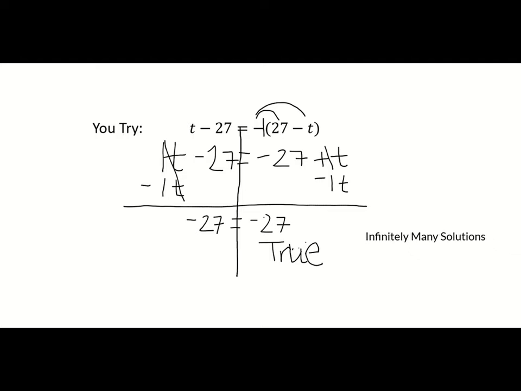In other words, that means we could plug in any number for t, and that number would work to make the left side the same as the right side. So our answer to this problem, infinitely many solutions.